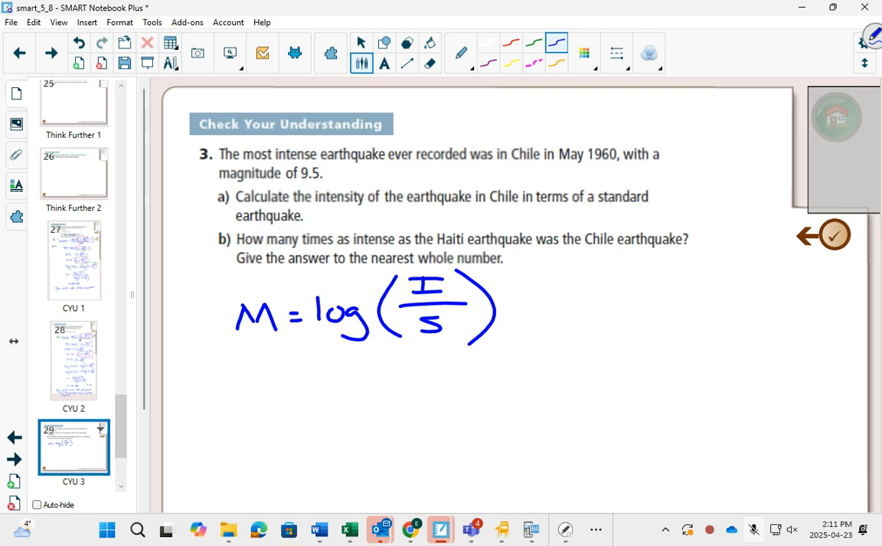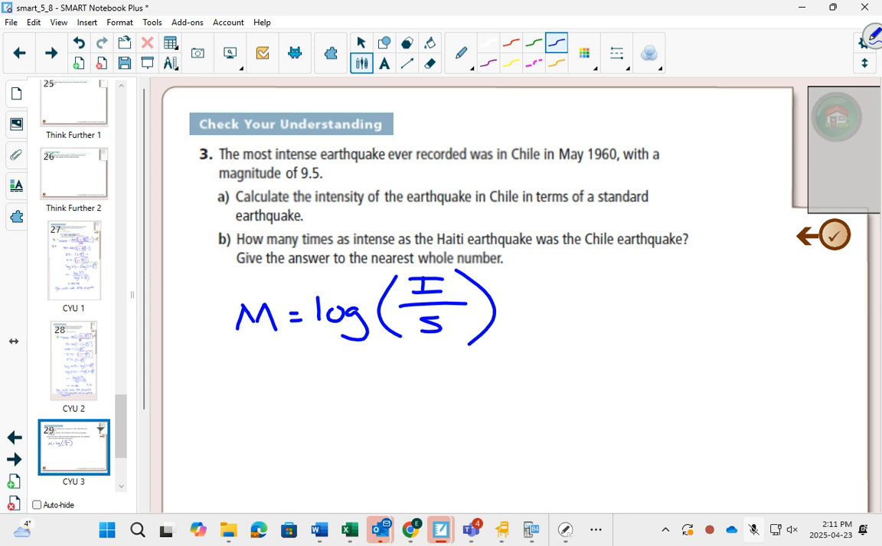And what a logarithmic scale does is each increase in 1 on a Richter scale is 10 times more intense than the previous one. So comparing a 5 to a 6, the 6 is 10 times more intense than a 5. Comparing a 5 to a 7 is 100 times more intense. Because every one that you go up increases its intensity by 10.